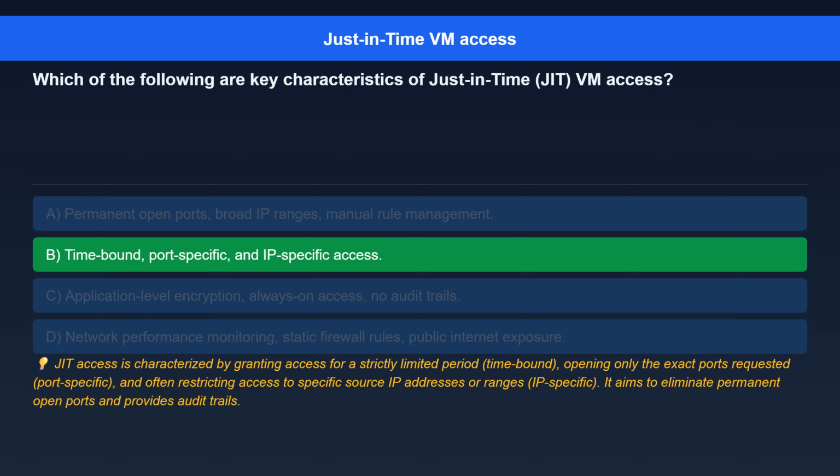The correct answer is time-bound, port-specific, and IP-specific access. Here's the explanation. JIT access is characterized by granting access for a strictly limited period (time-bound), opening only the exact ports requested (port-specific), and often restricting access to specific source IP addresses or ranges (IP-specific). It aims to eliminate permanent open ports and provides audit trails.